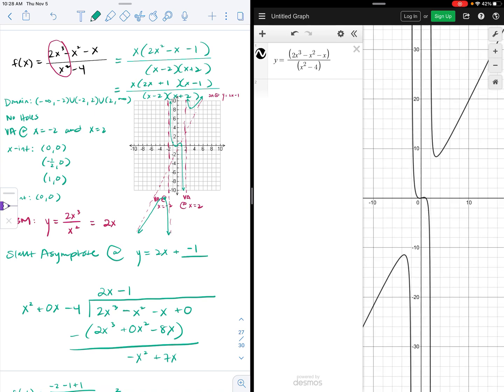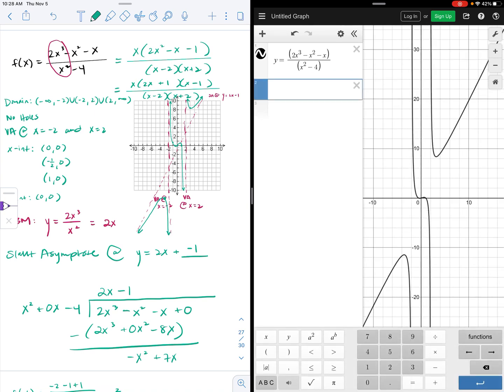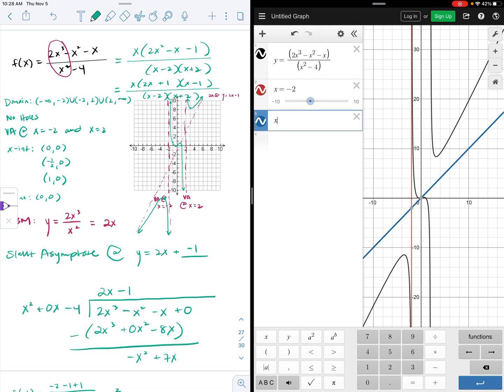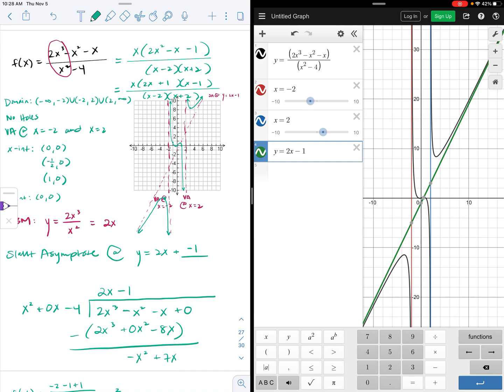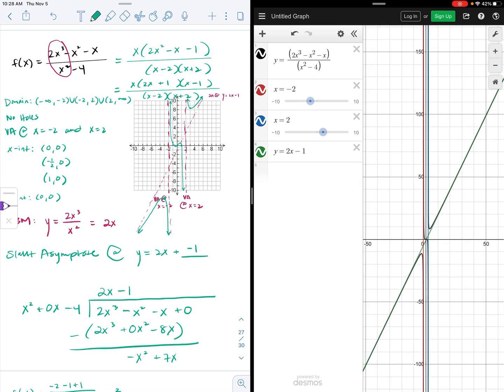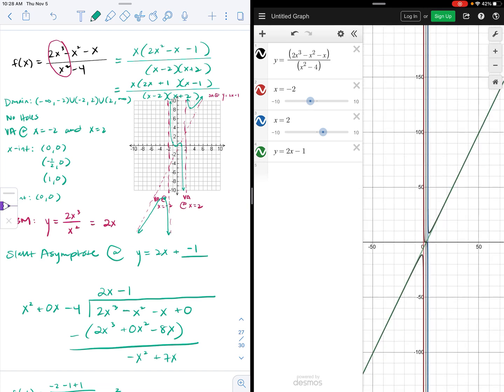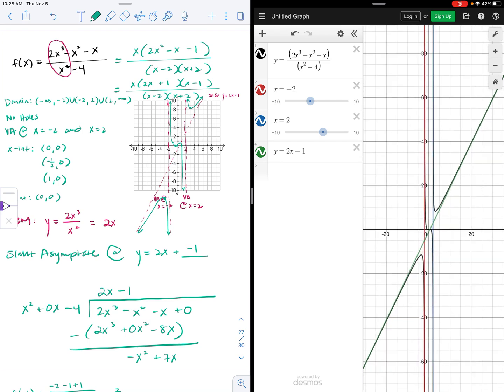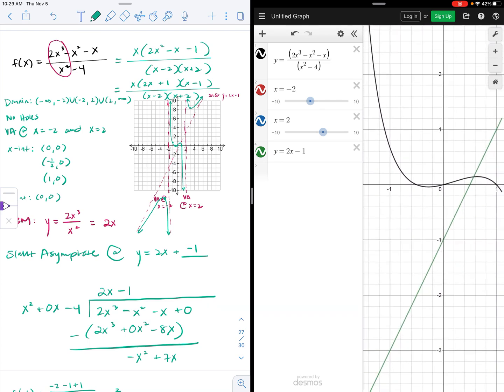And that actually looks pretty good. If I were to graph the vertical asymptotes, x equals negative 2 and x equals positive 2. Okay, that makes sense. And the slant asymptote, y equals 2x minus 1. If we were to zoom out, you can see that the graph of the rational function, which is black, looks like it merges with the line y equals 2x minus 1, which is green.